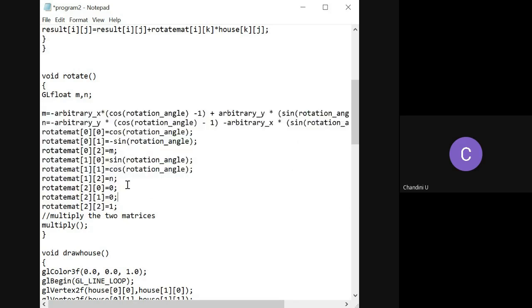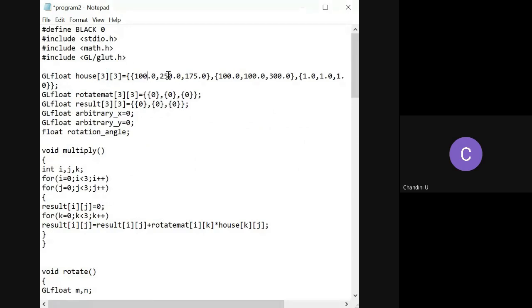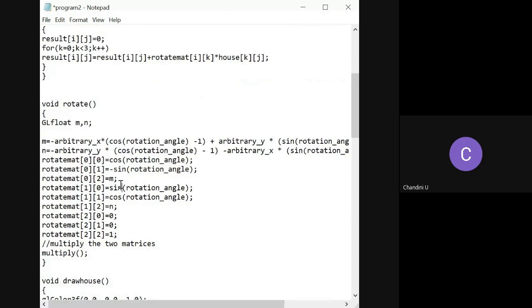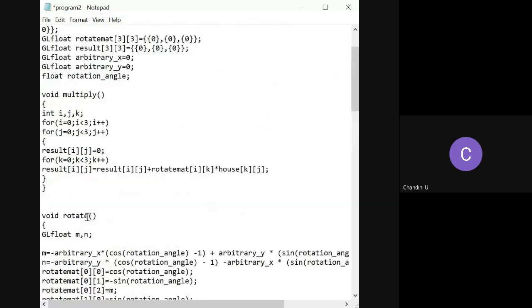All right. Now what we have to do? We have our original object matrix, that is our original triangle matrix. Now we have constructed the rotation matrix. Now we need to multiply it to get the rotation, right? So you call the multiply function within the rotate function. Now the control goes to the multiply function.